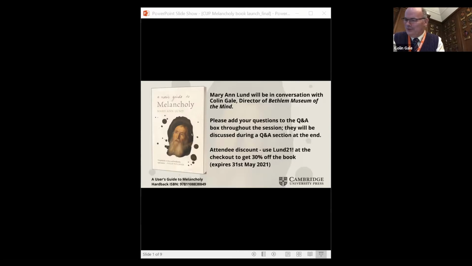A couple of years ago, we hosted an exhibition here at Bethlem Museum of the Mind on the Anatomy of Melancholy. And I have a 1660 edition of the book right here. Can you see that? Yes, we can. So the book was first published in 1621, 400 years ago exactly, but this is just a little bit later. And of course, I've got Mary Ann's book itself.